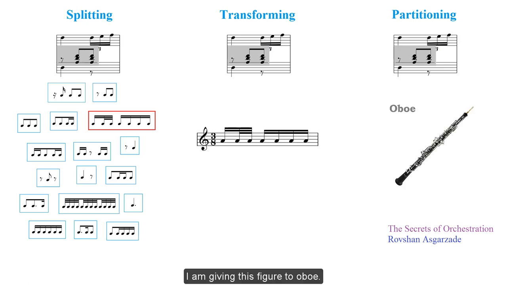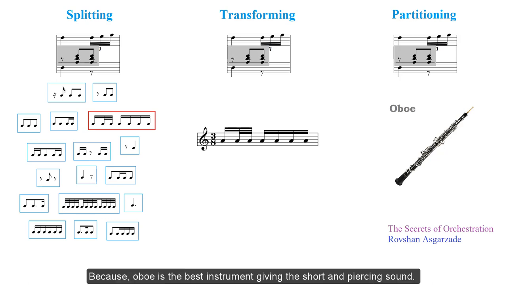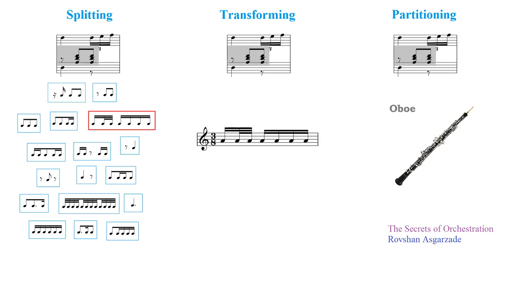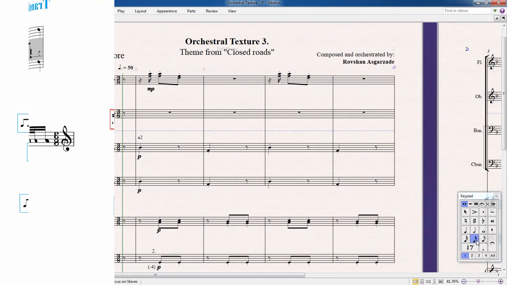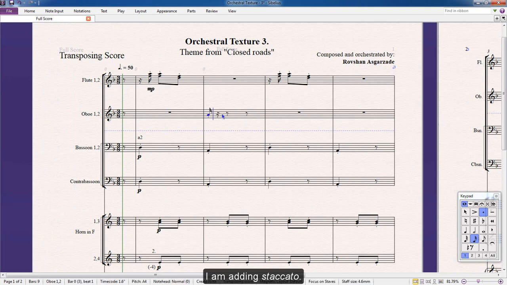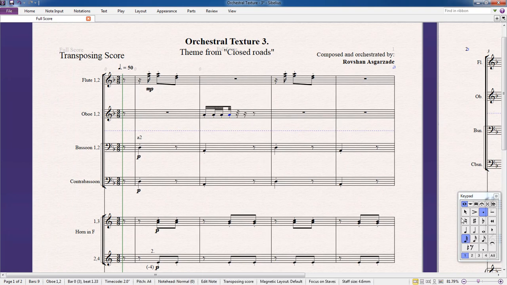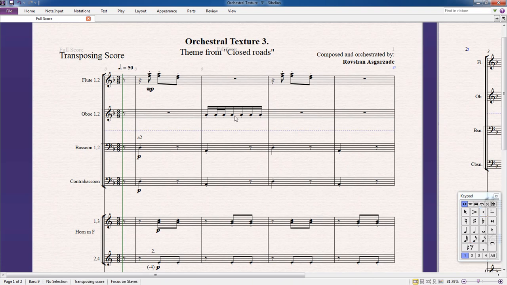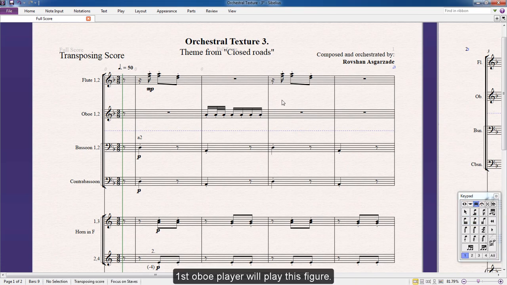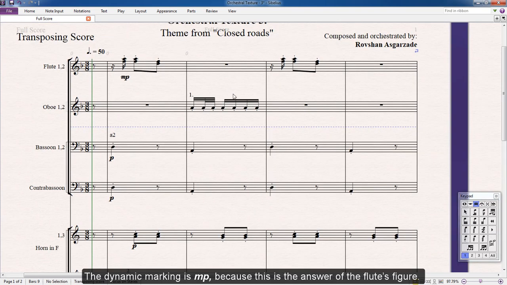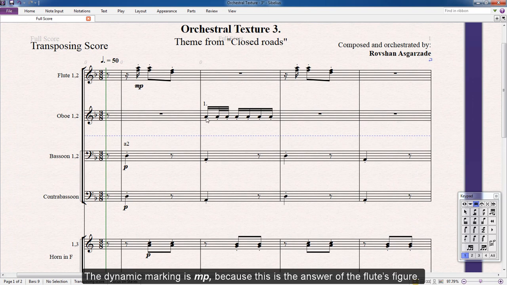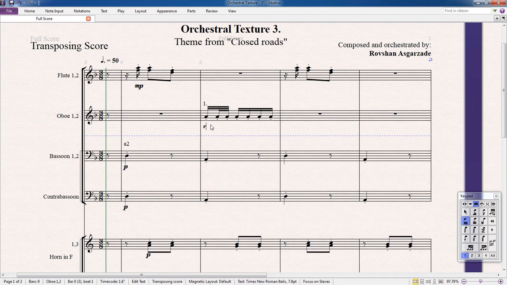I'm giving this figure to oboe because oboe is the best instrument for giving a short and piercing sound. I'm adding staccato. First oboe player will play this figure. The dynamic marking is mezzo piano because this is the answer of the flute figure.